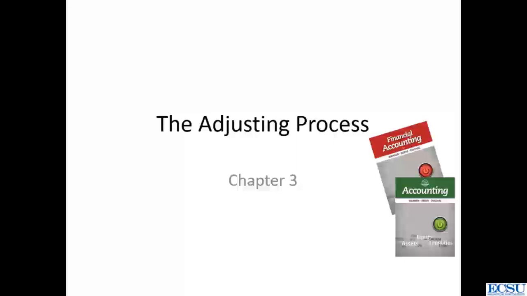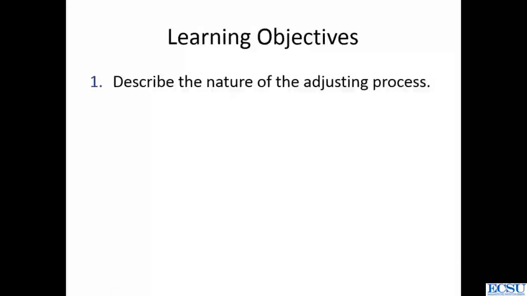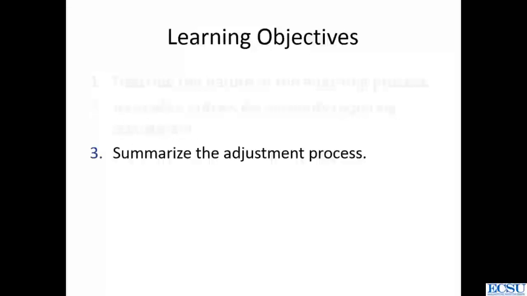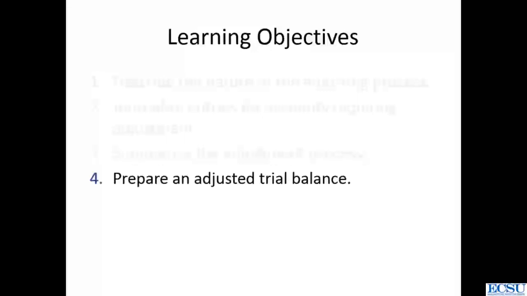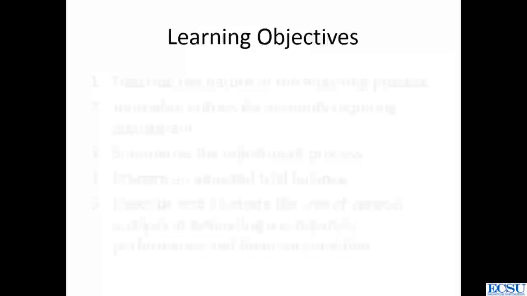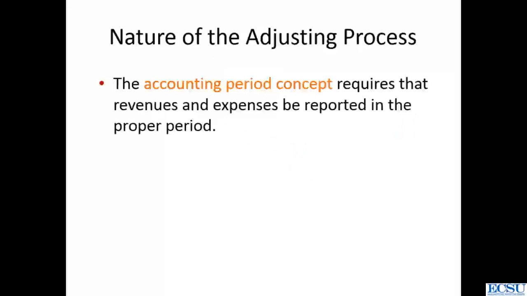Now, the learning objectives that we'll be taking in this chapter are: number one, describe the nature of the adjusting process. Number two, journalize the entries for accounts requiring adjustments, summarize the adjusting process, prepare an adjusted trial balance, describe and illustrate the use of vertical analysis in evaluating the company's performance and financial condition. So the first learning objective deals with the nature of the adjusting process.